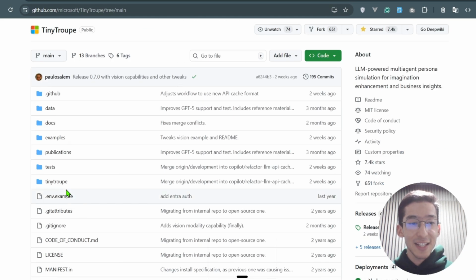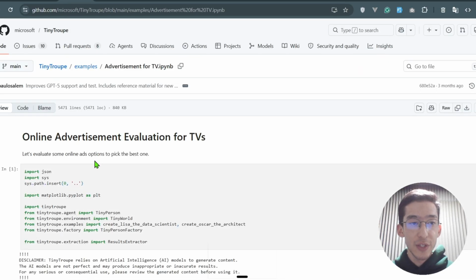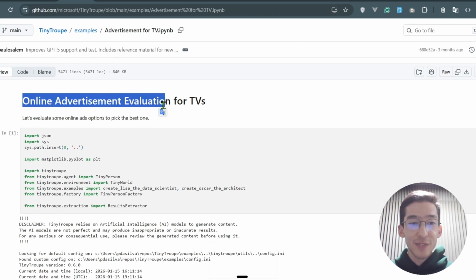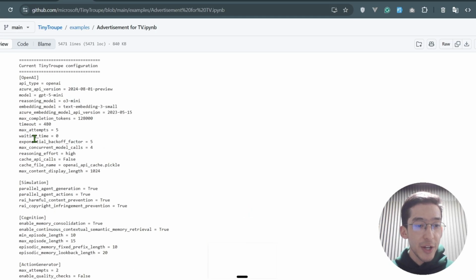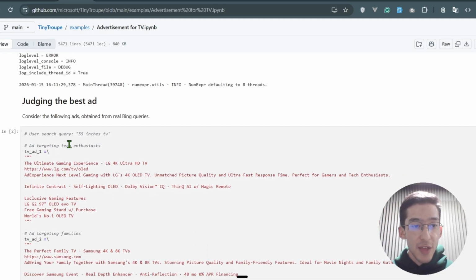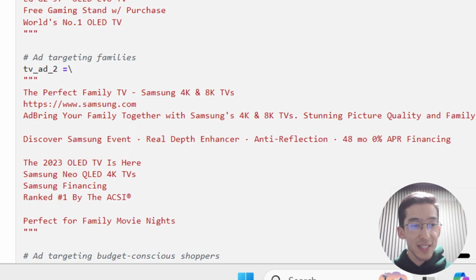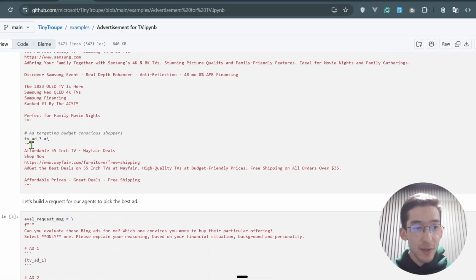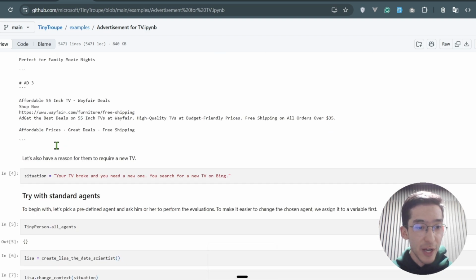So for this, let's look at the ready solution in their examples folder. I've already prepared the Python notebook here. Okay, online advertisement evaluation for TVs. Here, as you can see, is the configuration of TinyTroupe, then creating the creatives. As you can see, the first advertisement, the second advertisement, and the third advertisement. And here's also the configuration.